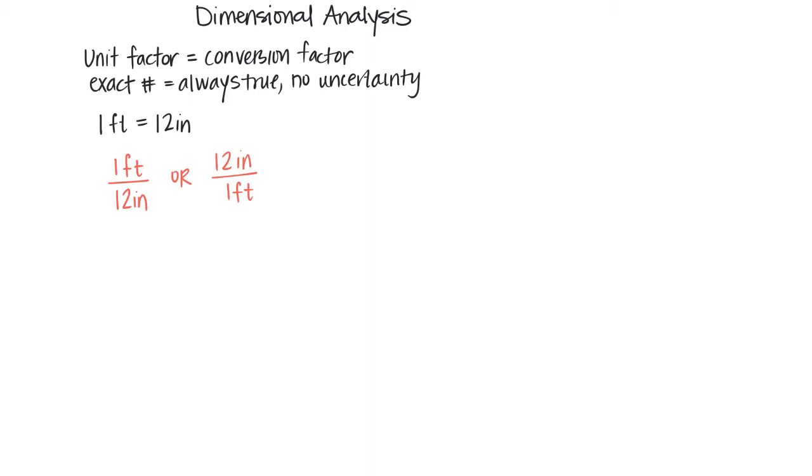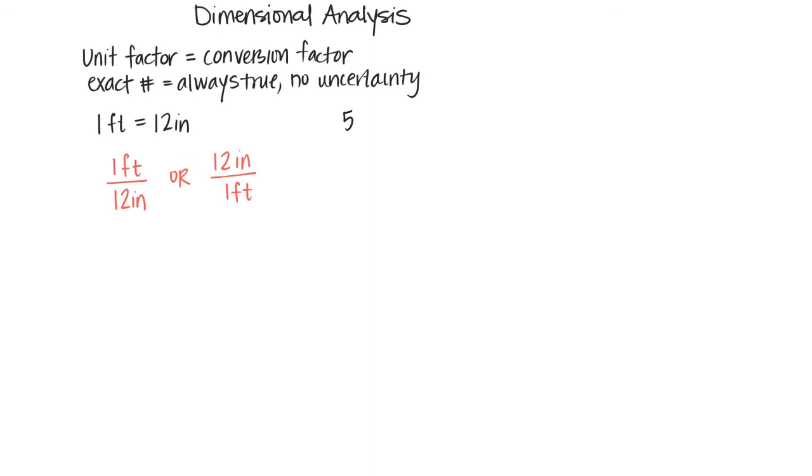So another unit factor is there are 5,280 feet in 1 mile. We can express that unit factor as a fraction in two ways. 5,280 feet over 1 mile, or 1 mile over 5,280 feet. And the only difference, again, is the position of the units.